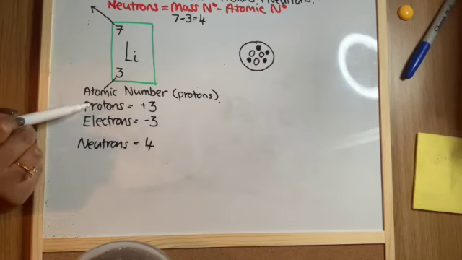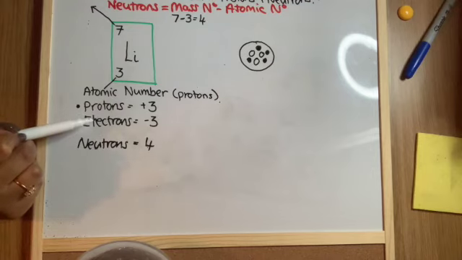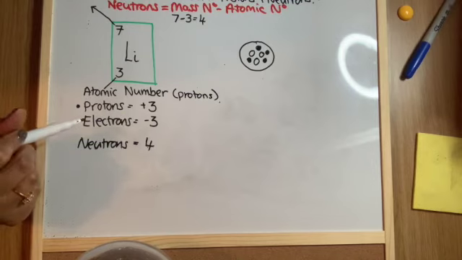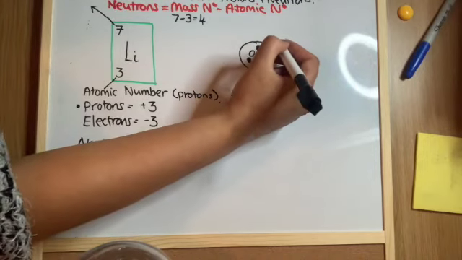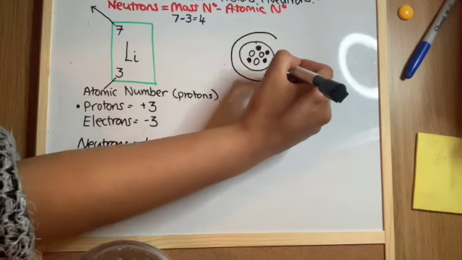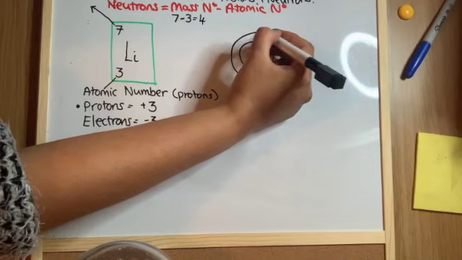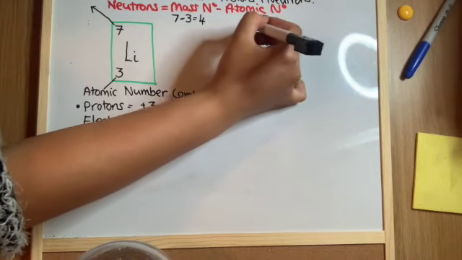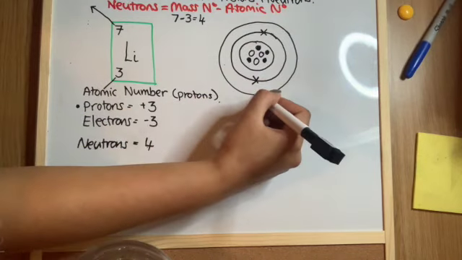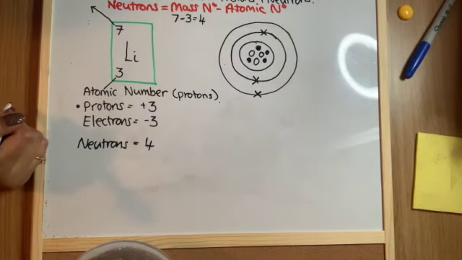Now, if I have 3 protons and I have 3 electrons, I may be wanting to draw the electronic structure for this atom. Because I know how many electrons I have, I should therefore be able to draw and put them on my electron shells. If I look at my electron shell for lithium, if I was to draw these 3 electrons on, I would put 2 on my first shell, and then I would put 1 on my second electron shell. Now, you might be wondering, why don't I just put all 3 on that first electron shell or that first energy level?